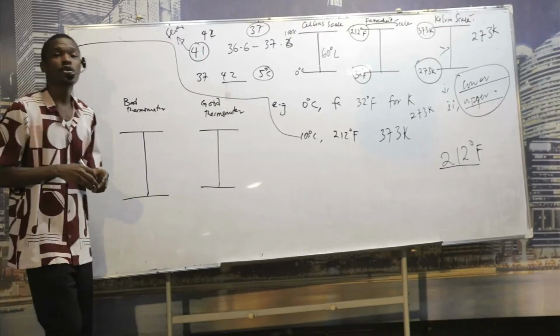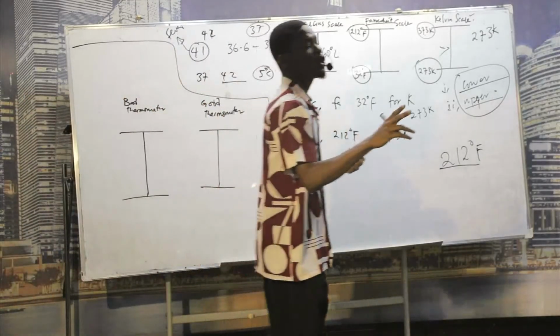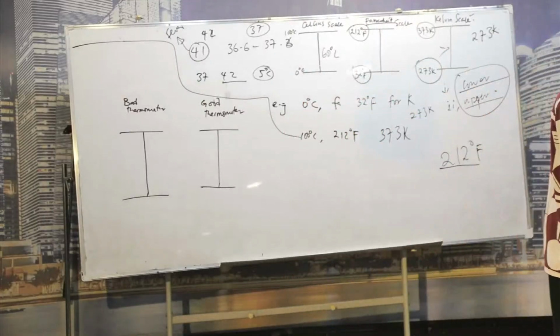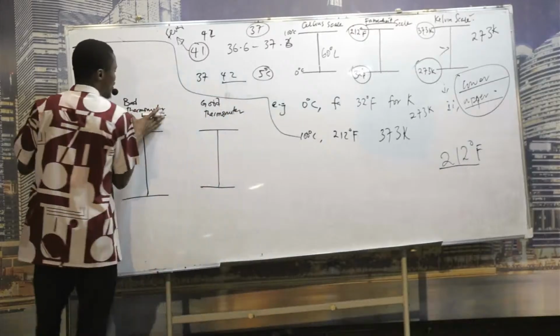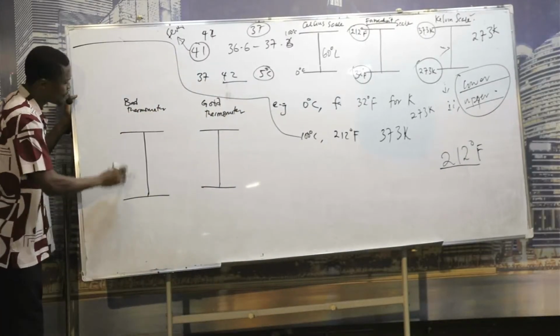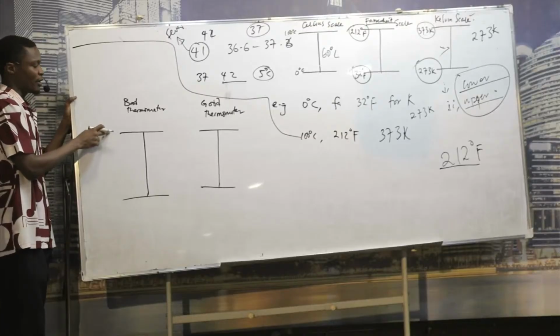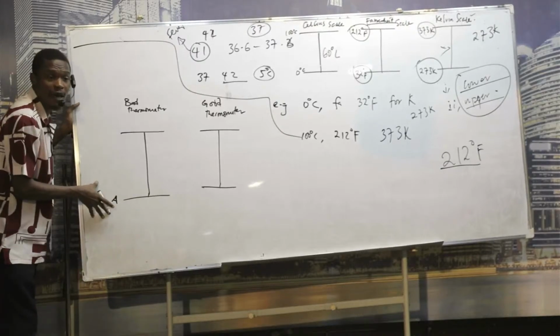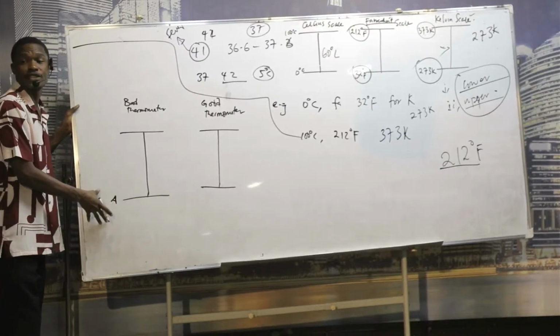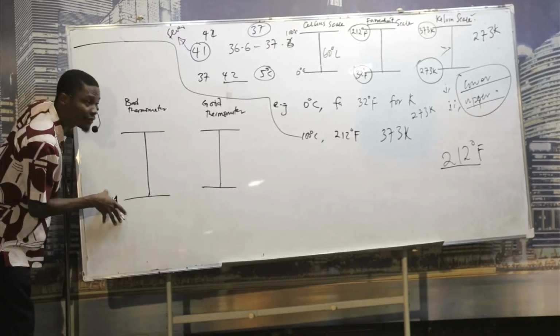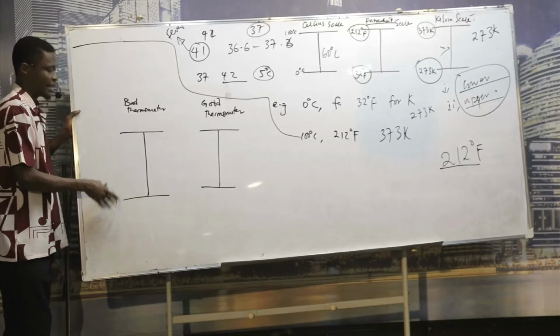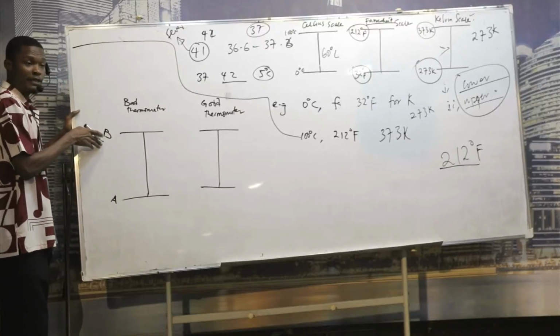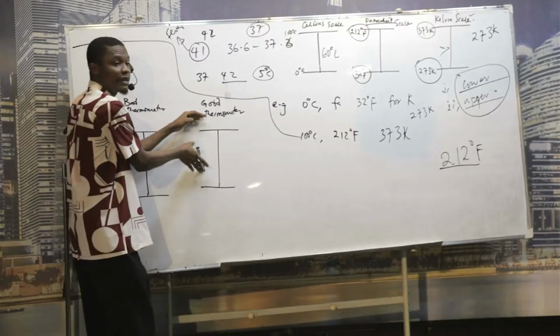Now, I told you that thermometers have two important temperatures. What are those two important temperatures? Lower fixed point and upper fixed point. So the bad thermometer has a lower fixed point here and an upper fixed point here. Let's assume that the lower fixed point here is A. I don't want to put a value, because in questions the values can be altered. Good. So A is the lower fixed point here, and B is the upper fixed point here. Now, the good thermometer also has lower and upper.